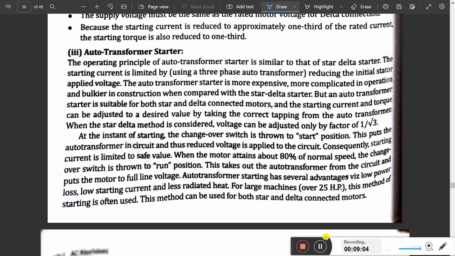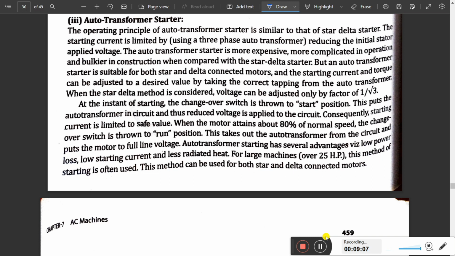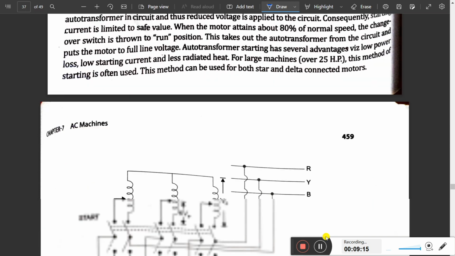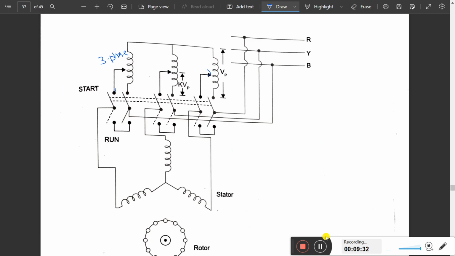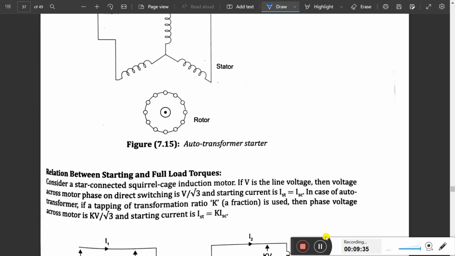Now coming to the third type of starter, that is the auto transformer starter. By using an auto transformer starter, we can adjust the starting current by 1 by root 3 times. Now you can see this. This is a three-phase auto transformer. In this we have a variac, and we can vary the starting supply voltage by using this variac. It is a three-phase auto transformer connection given to the star connection starter.